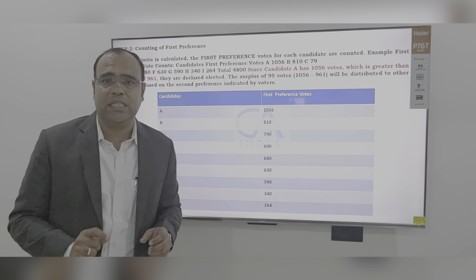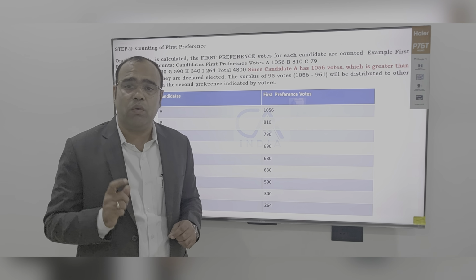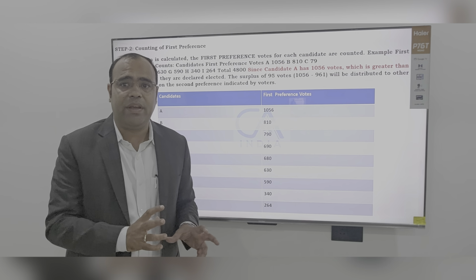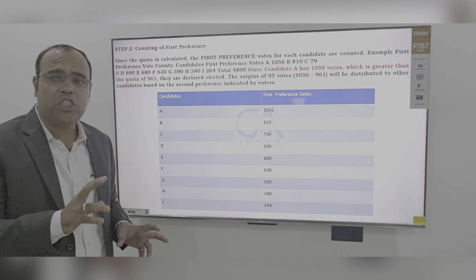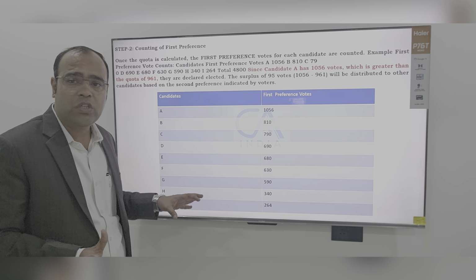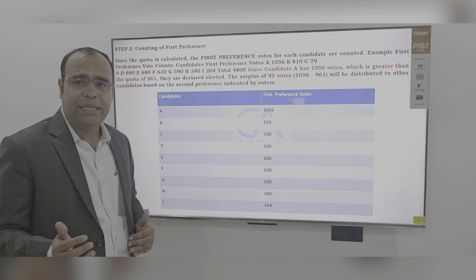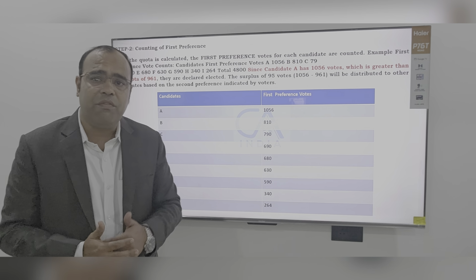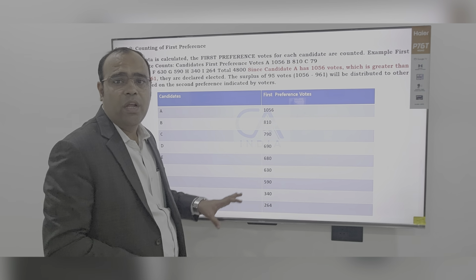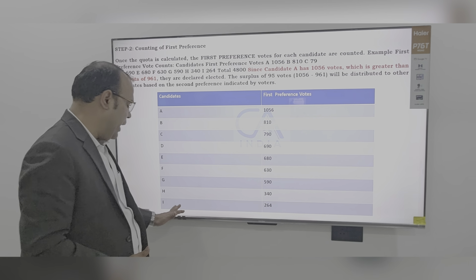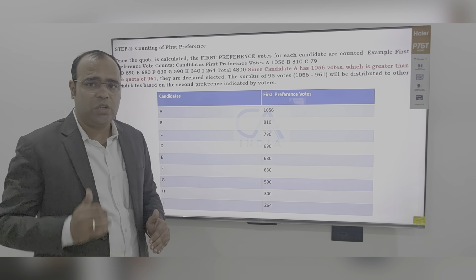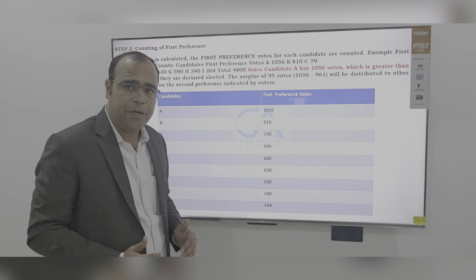But we need only 961. So what about the balance over and above 961? That is 95. So 95 extra votes need to be distributed to other candidates according to the preferences. To whom should they be given, B, C, D, or E? For this also we have a mathematical formula. The 95 will be distributed to the remaining candidates B to I, because A is already declared a winner, in proportion.